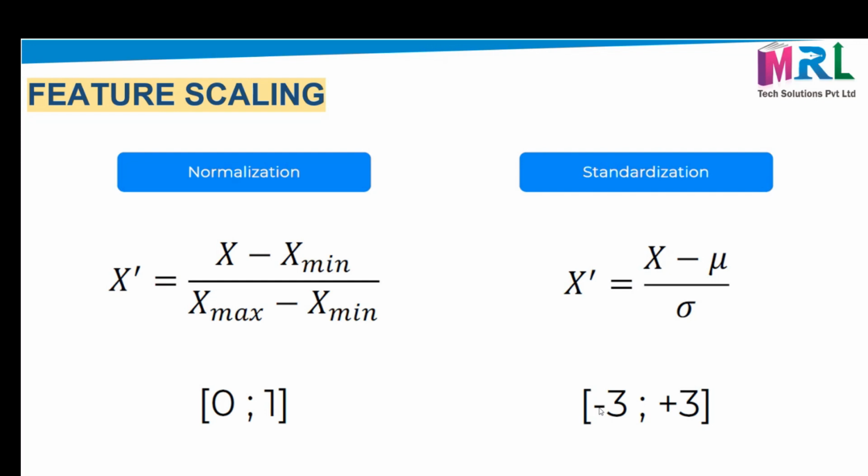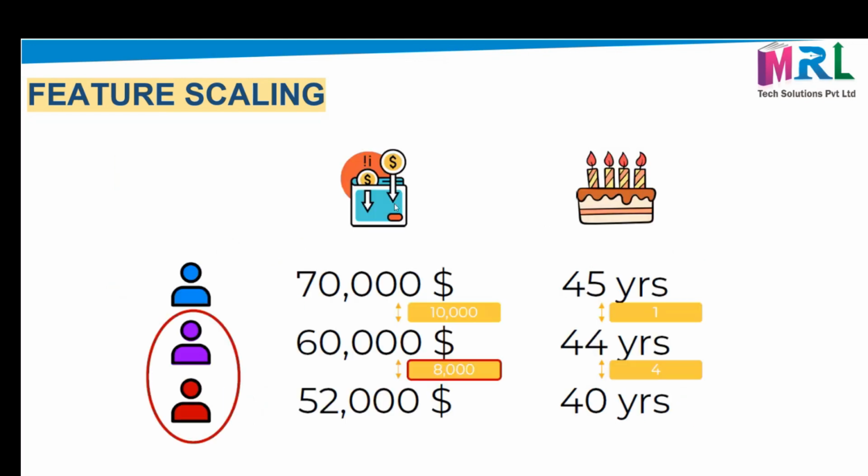Okay, it may be any range, -3 to +3 or -2 to +2 based on the values. So there are two types of method. One is normalization, another one is standardization. I already told you, this is salary and this is the age. When you look at this one, the difference between these two is 1000 and the difference between these two is 1. Here the difference between these two is 8000 and the difference between these two is 4.